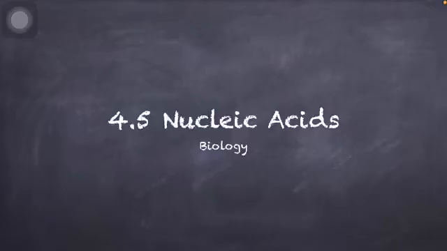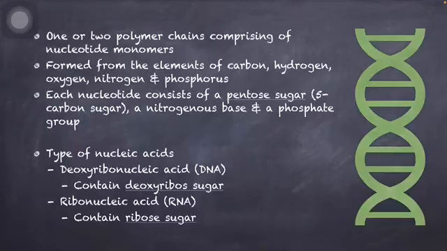Okay, for the last subchapter, we're gonna talk about nucleic acid. Nucleic acids are one or two polymer chains comprising nucleotide monomers. It is formed from the elements carbon, hydrogen, oxygen, nitrogen, and phosphorus. Each nucleotide consists of a pentose sugar, a 5-carbon sugar, a nitrogenous base, and a phosphate group.